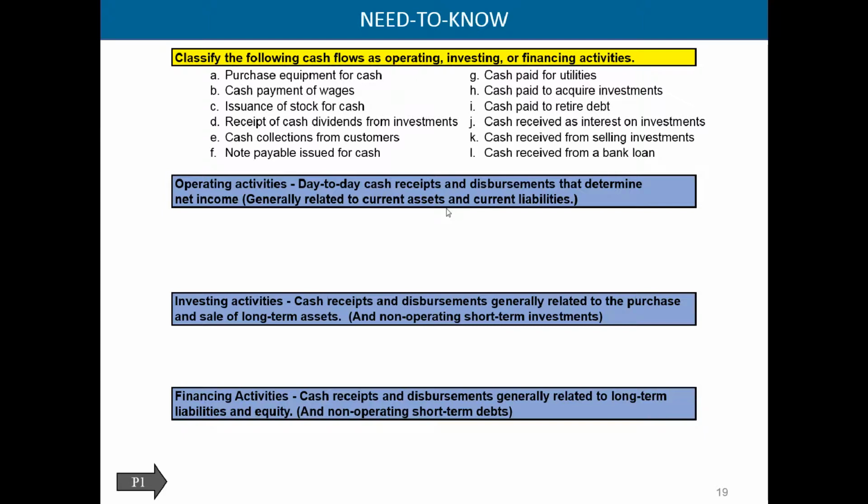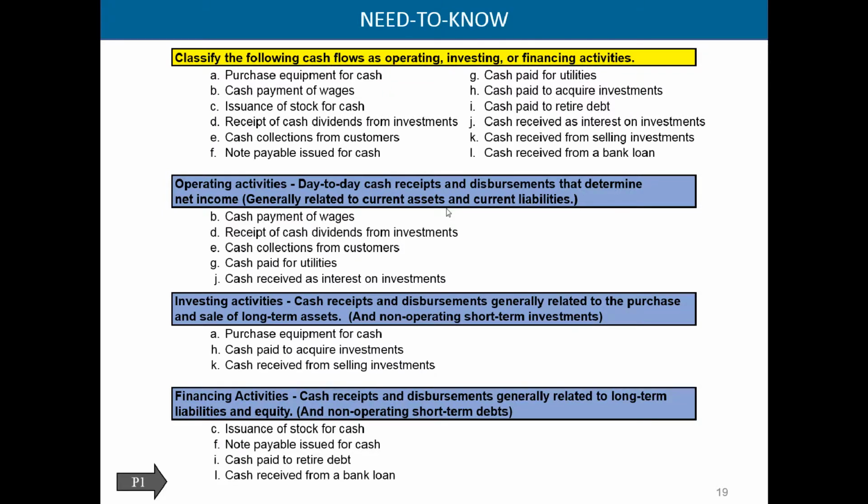Here we go. What do we think about A, the purchase of equipment for cash? Well, gosh, where does equipment belong? Is that an income statement thing? Is it a balance sheet thing? Which one is it? Okay, and you'll see here is where we come down to. That purchase of equipment is an investing activity because it's the purchase of an asset.